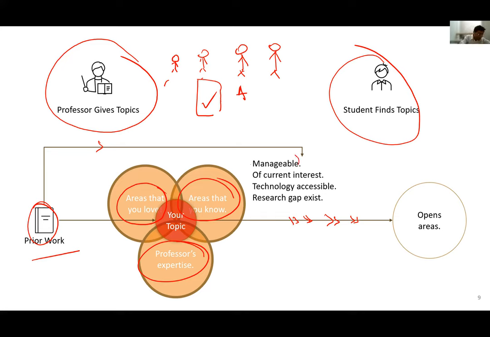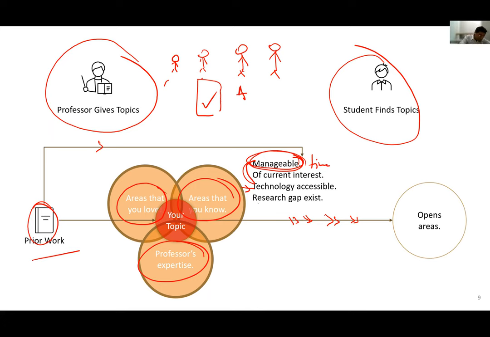First of all, you can ask whether it's manageable. These people were able to do that using the resources they had, using this kind of machine, this kind of computer. You see that in a paper, so I must also be able to do that. Then you can judge whether it is of current interest. We talked about this before: because 10 papers addressed this topic last year, this must be of current interest. And technology accessible, I spoke about this. These are related. Manageability includes a time factor also. Will I be able to do this in the allocated 3 years or 5 years that I have?